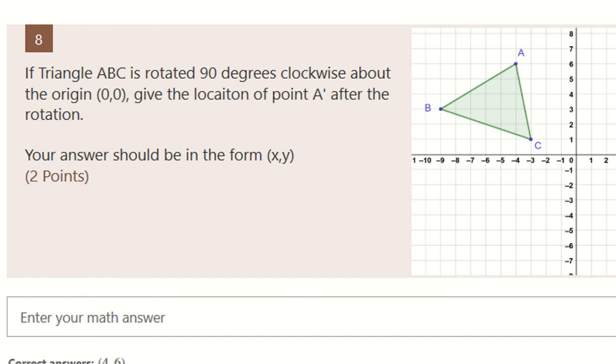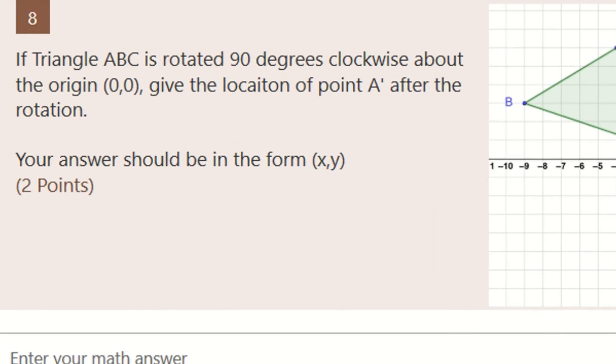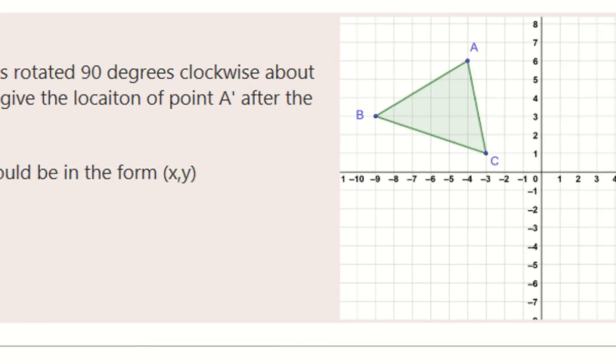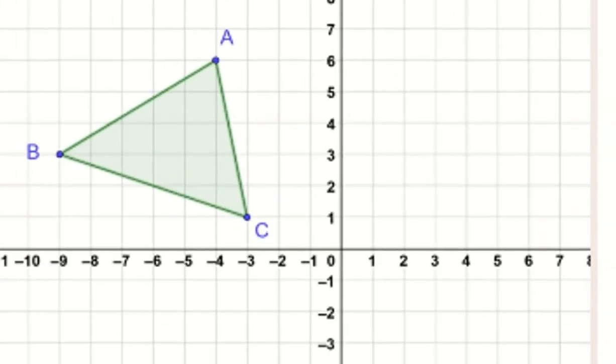This says if triangle ABC is rotated 90 degrees clockwise about the origin, which is at 0, 0, give the location of point A prime after that rotation occurs. So, interesting conversation. Someone was telling me that they'll take their page and rotate it clockwise and then look at where the page goes.